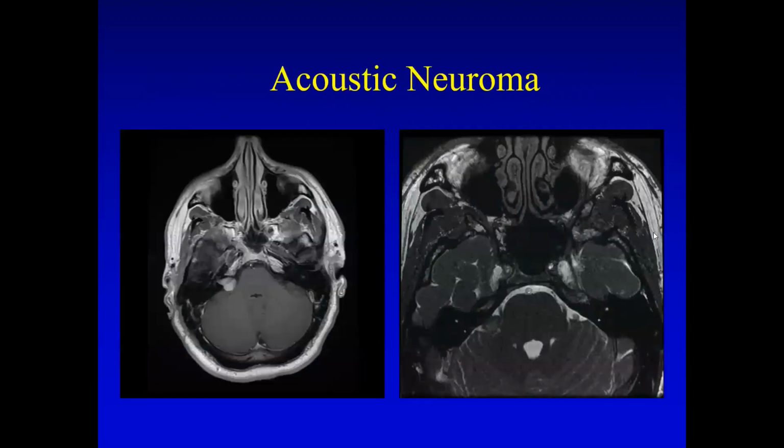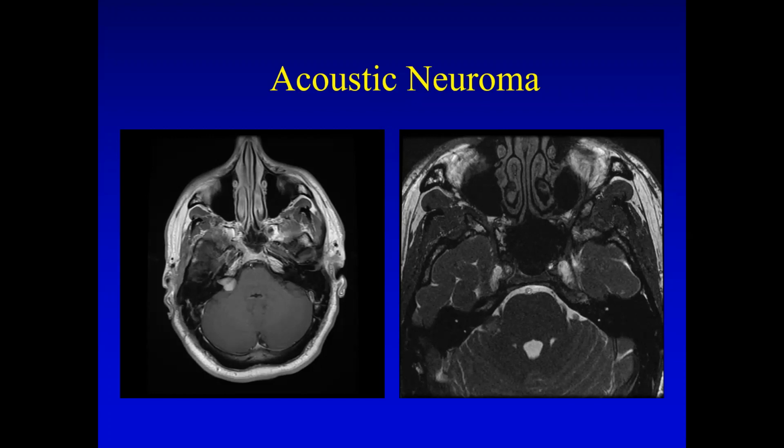So this is an example of a benign tumor. It's called an acoustic neuroma. And in this case, I showed 2 slides here. This is the MRI scan with contrast. You can see the acoustic neuroma has this kind of triangular shaped white structure here. This is the tumor.